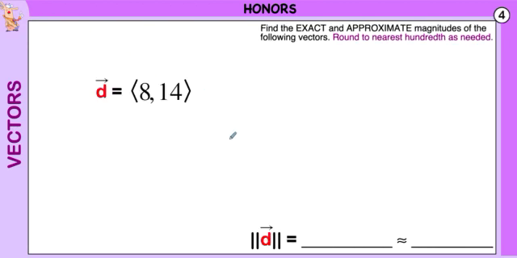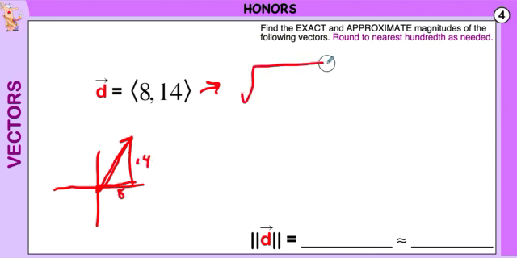For number 4, find the exact and approximate magnitudes of the following vectors. Okay, so this time we have vector D, and it's given to us in component form. So the nice thing about that is we could plot it out on a grid like this and start at 0 and go right 8 and up 14 like this. But this is already set up. We know the change in x is 8. And we know the change in y is 14, so we can just plug it in.